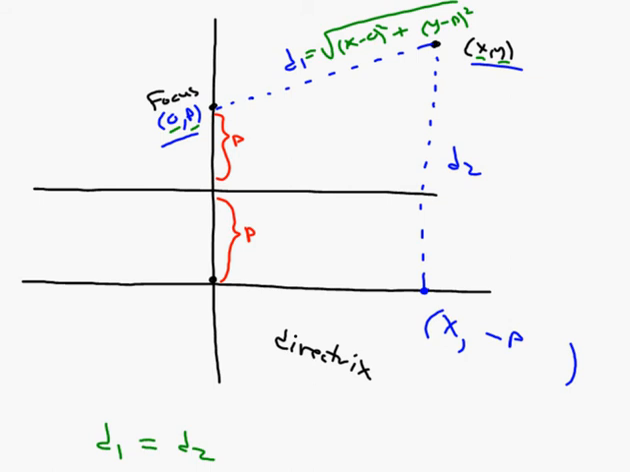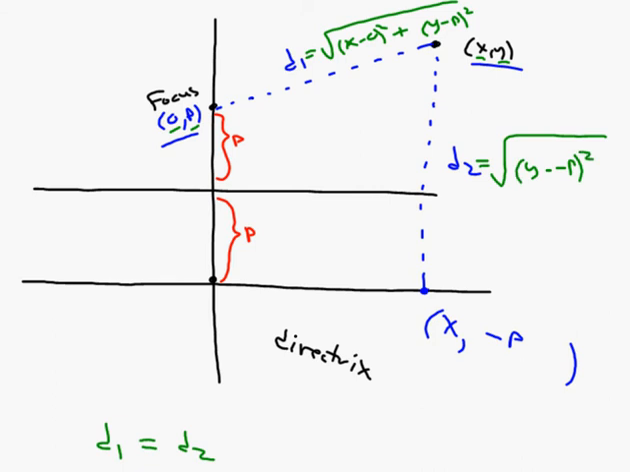Okay, this distance, d2, is going to be the square root of x minus x squared. It's just going to be 0, so I get rid of that right away. And then I get y minus negative p quantity squared.